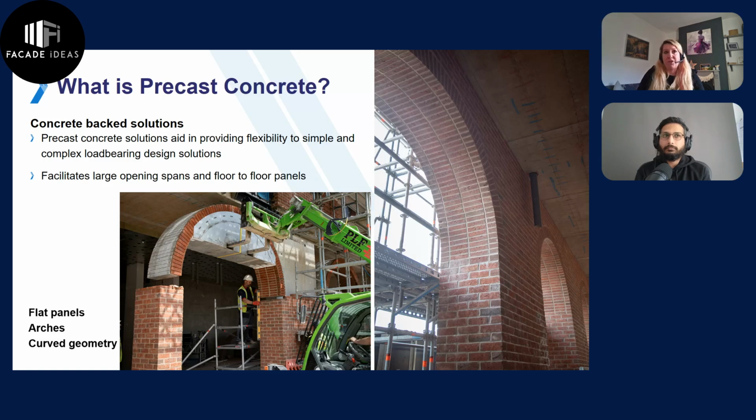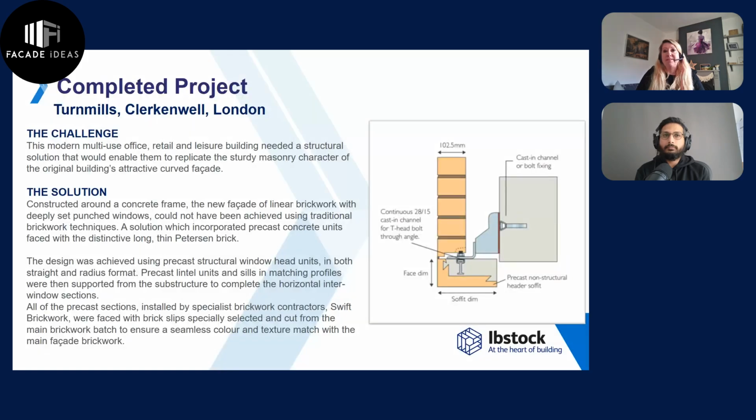We don't just supply arches with these, though. We can do elevational treatments that can span from floor to floor as well, so it gives us a lot of flexibility. Just an example here of a good precast system. I've just said that it's load bearing, but it doesn't always need to be. Again, it's about providing solutions to you.